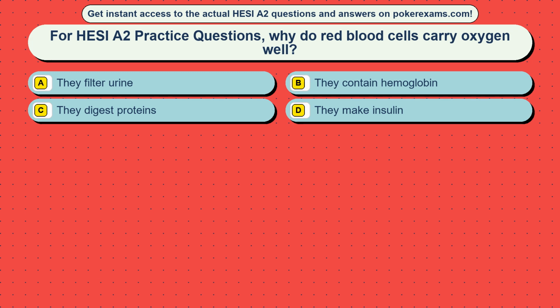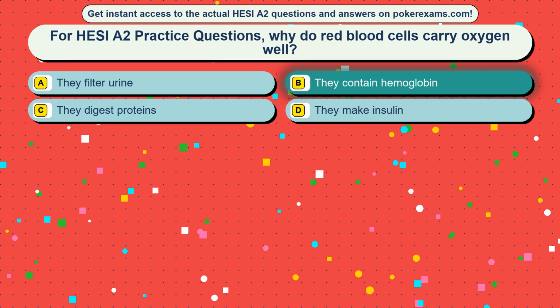Question 32. For HESI A2 Practice Questions, why do red blood cells carry oxygen well? Option A, they filter urine. Option B, they contain hemoglobin. Option C, they digest proteins. Option D, they make insulin. The correct answer is option B, they contain hemoglobin.